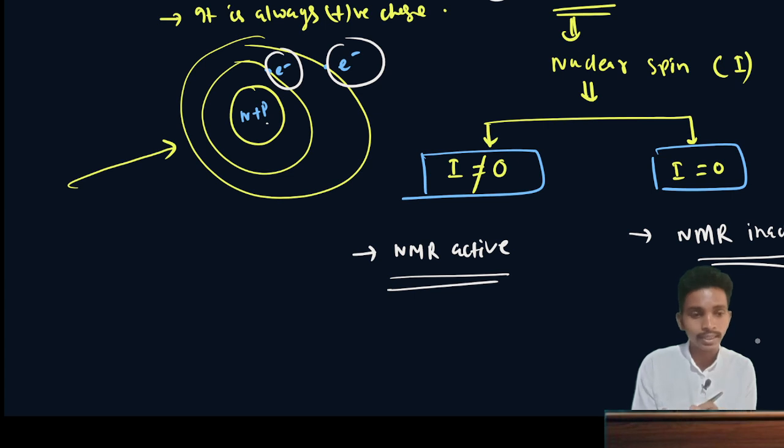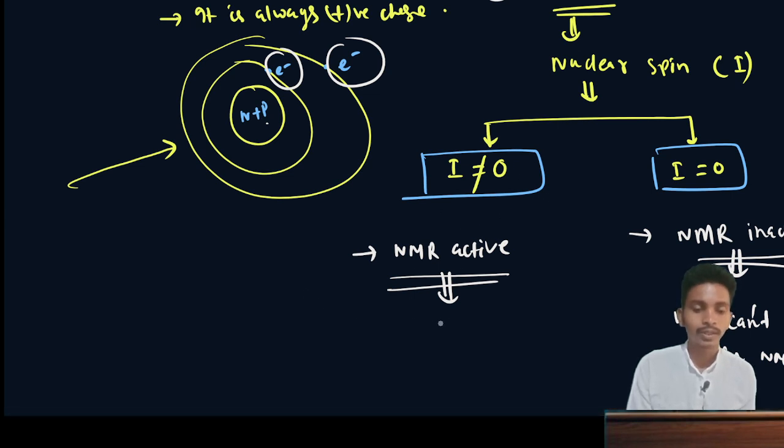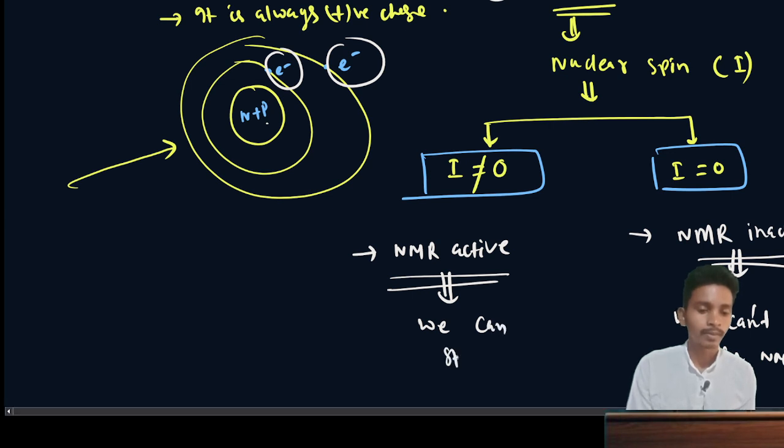If I is 0, then it is inactive, and in that case we can't study that type of atom in NMR. Wherever I is 0, we can't study it, because it is NMR inactive. Only for active nuclei, that is, for I not equal to 0, can we study NMR.